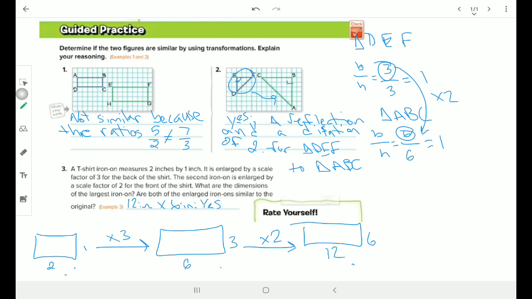Okay, and it doesn't ask us to explain here, but I could. I could say 2 by 1 to 6 by 3 has a scale factor of 3. And then 2 by 1 to 12 by 6 has a scale factor of 6, right? Because if I multiply both of those by 6, that's how I can get to my last rectangle. Okay, so I hope that makes sense.